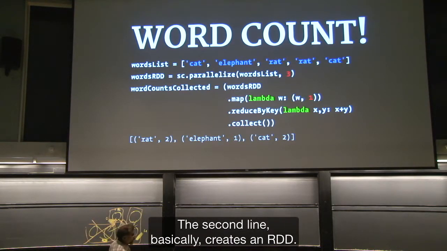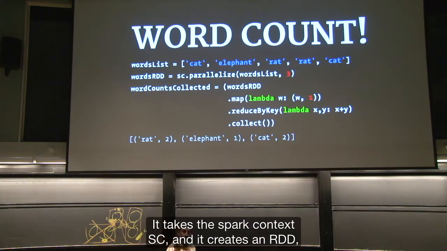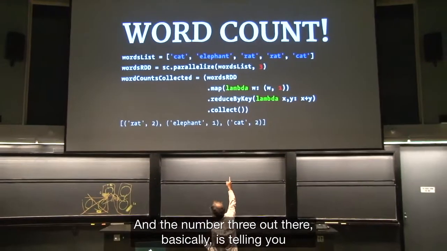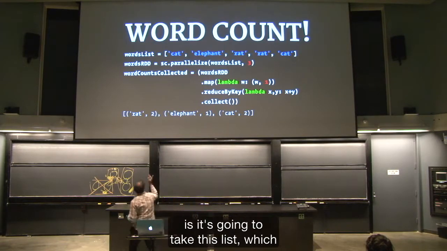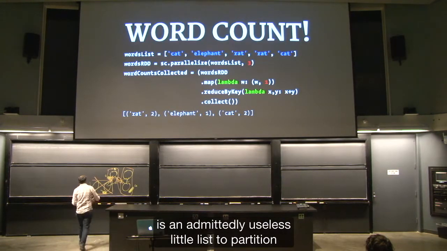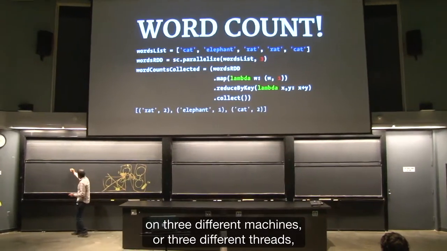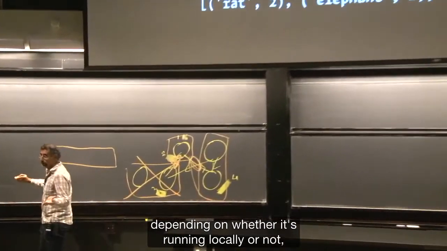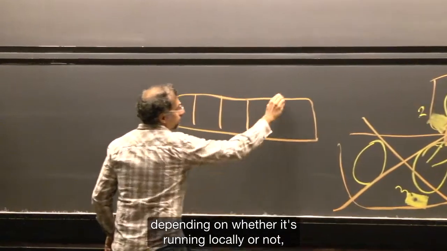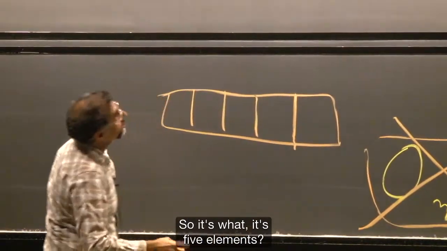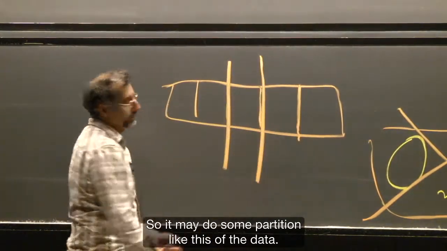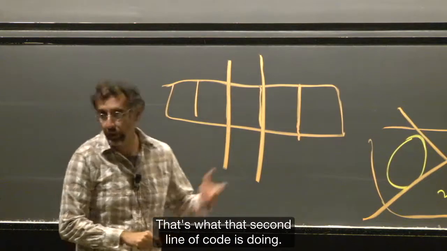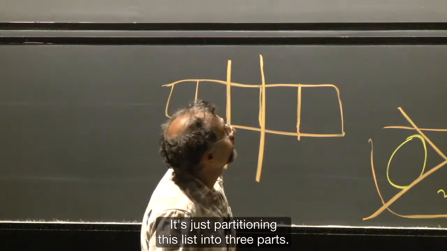Okay? The second line basically creates an RDD. It takes the Spark context SC, and it creates an RDD from this words list, and the number 3 there is telling it to do it on 3 partitions. So what it's actually going to do is take this admittedly useless little list and partition it on 3 different machines, or 3 different threads, depending on whether it's running locally or not. Right? So it's 5 elements? Yeah, 1, 2, 3, 4, 5. So it may do some partition like this of the data. That's what that second line of code is doing. It's just partitioning this list into 3 parts.